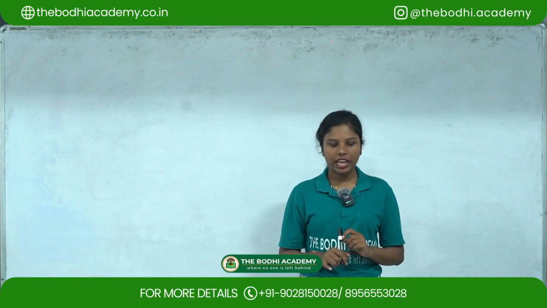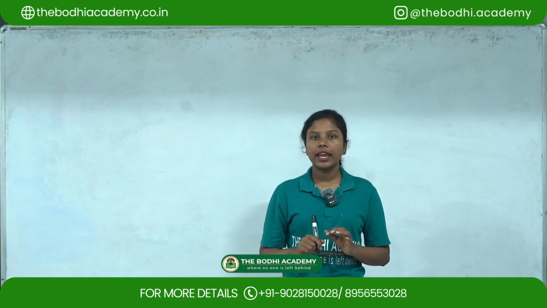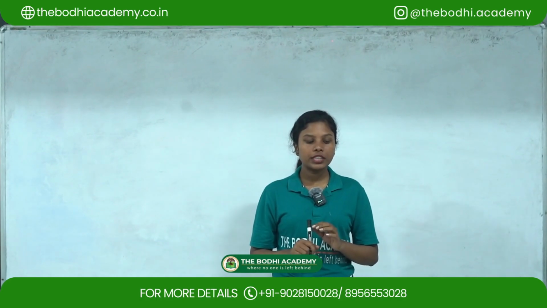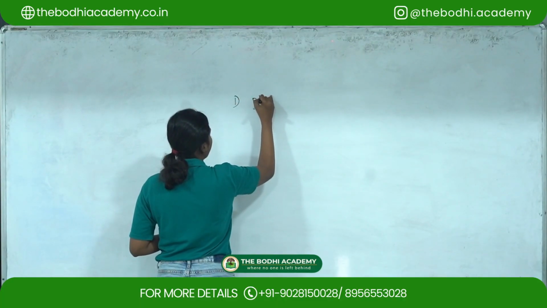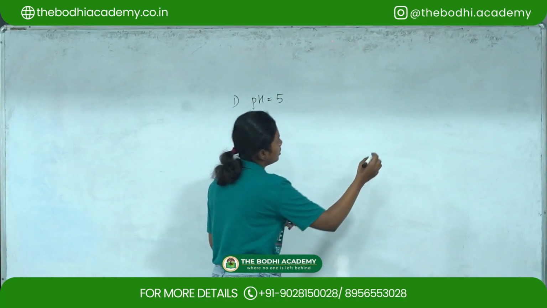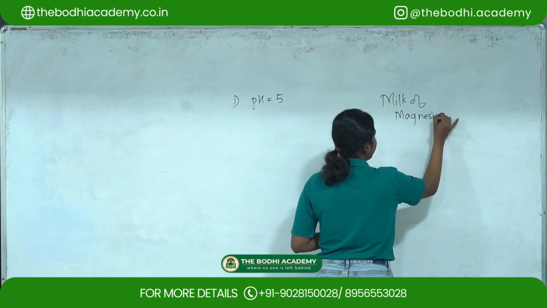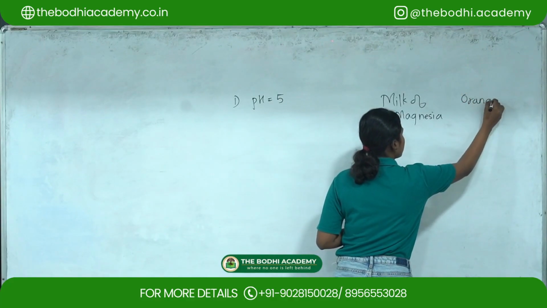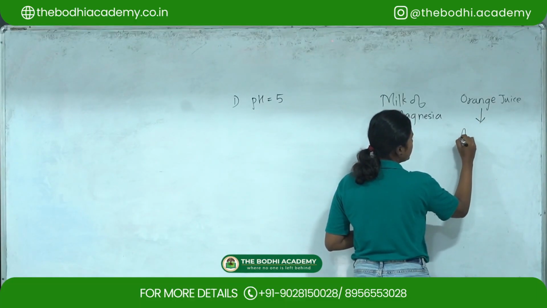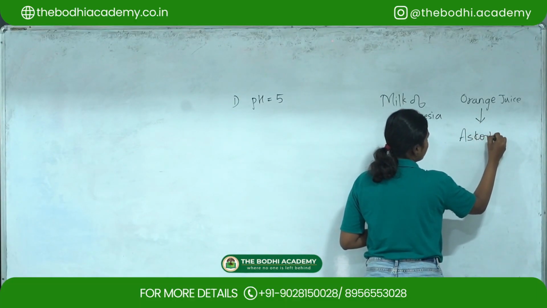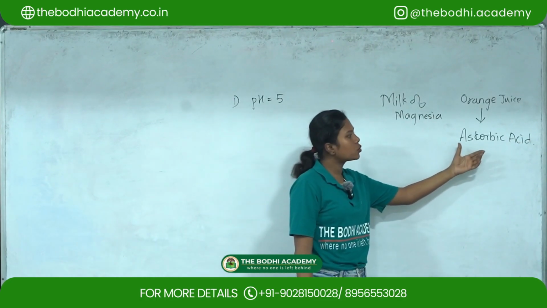Moving to the seventh question, we have milk of magnesia and orange juice taken in two tubes, tube A and tube B respectively. In which tube will the pH be 5? First we have to tell in which tube the pH will be equal to 5. So let's evaluate. First we have milk of magnesia and second we have orange juice. If we don't know about milk of magnesia, let's first talk about orange juice. We know orange juice has ascorbic acid.